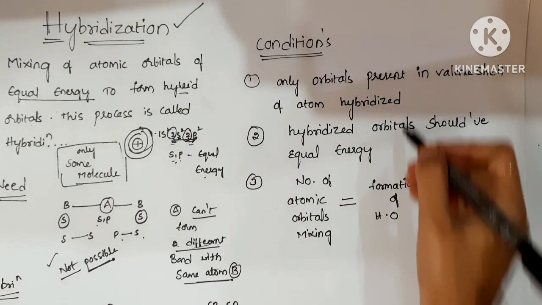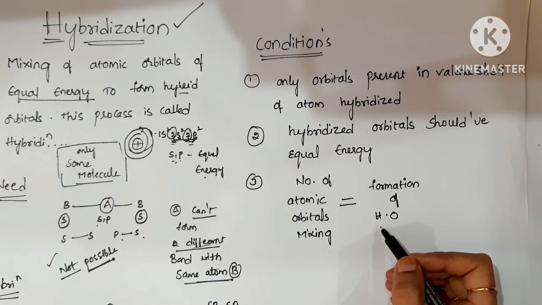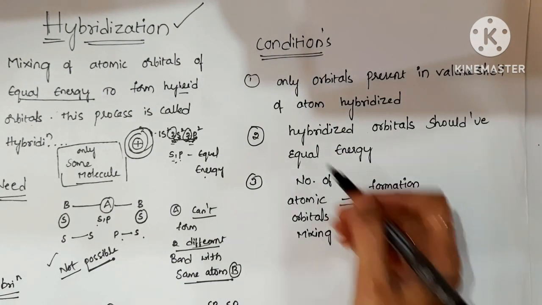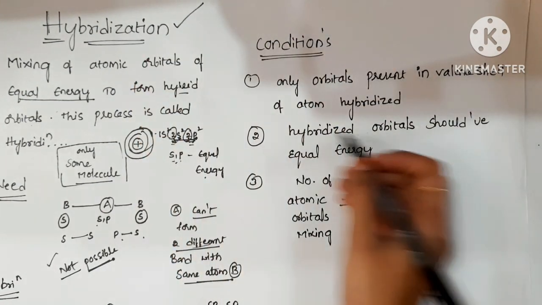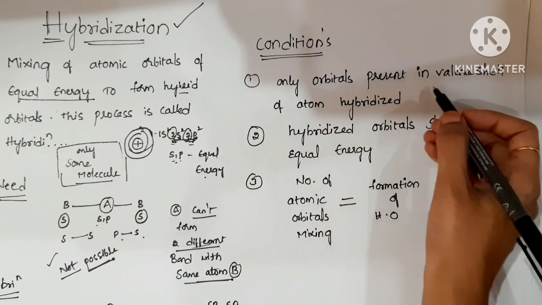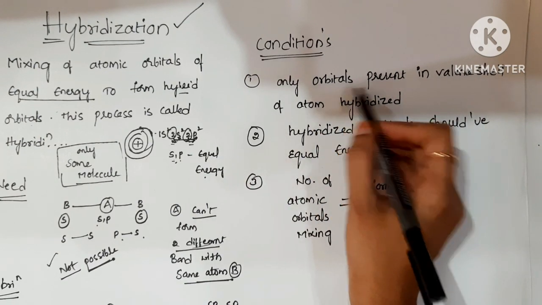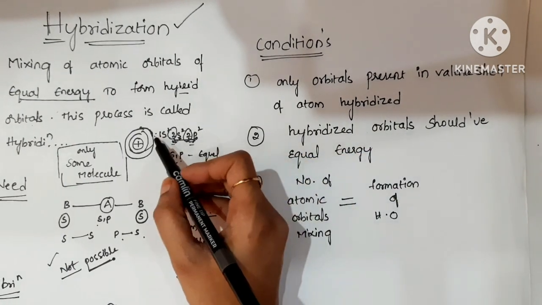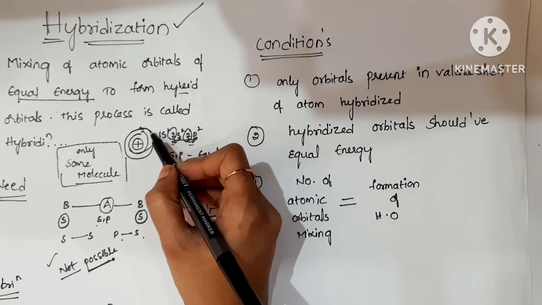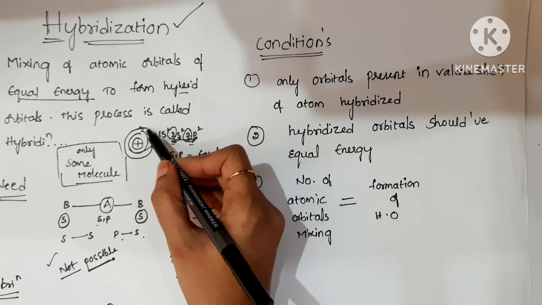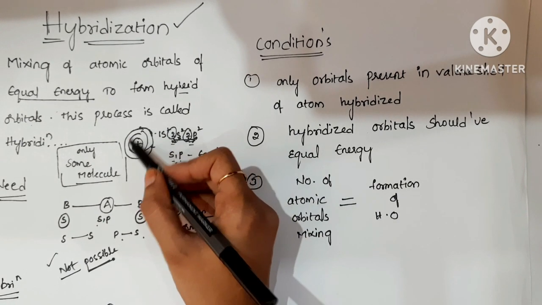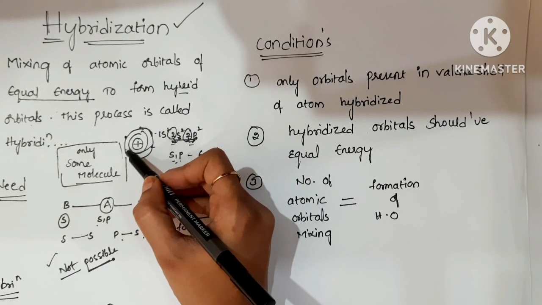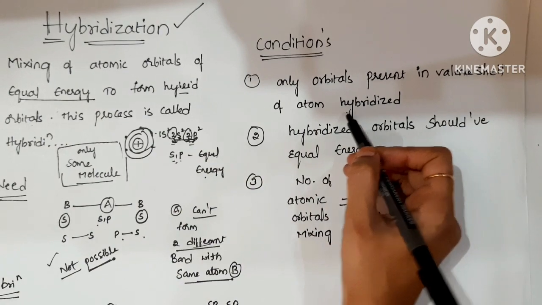These are the conditions for hybridization. There are three conditions for hybridization, so let's discuss them. First, only orbitals present in the valency shell of an atom are hybridized. Only orbitals present in the valency shell, that is the last shell of an atom, are hybridized.